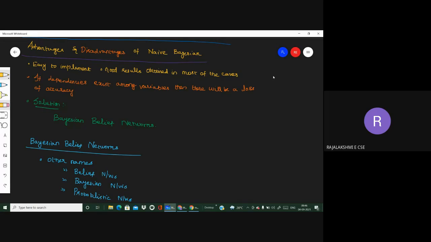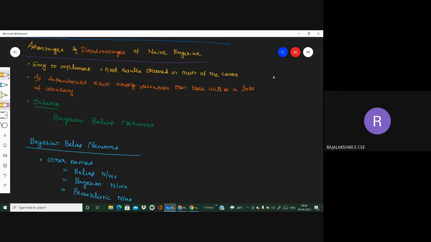So here also several disadvantages are available. What are the advantages and the disadvantages of the naive Bayesian classification? First of all, it is easy to implement. It is only a simple probability technique, so it is very easy to implement. And in most of the cases, the results are good. But when there are dependencies on attributes, then in those cases, some loss in accuracy will take place in the classification of this naive Bayesian approach.